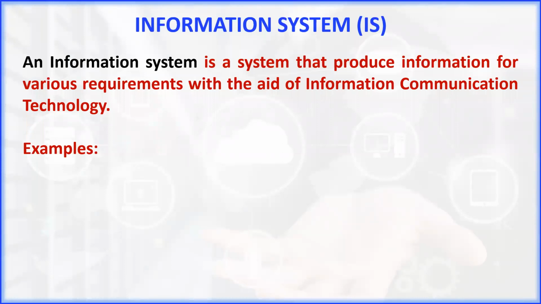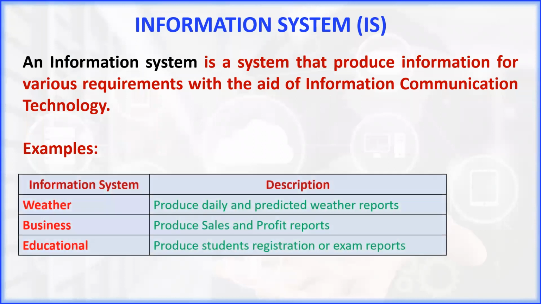Right. Then look at some examples of information systems. Here, one example: weather systems. They give us some information, right? If you want to know what is happening tomorrow morning or tomorrow evening regarding the weather, you can go to the weather system and find the weather forecast. They produce daily and predicted weather reports. What the weather system gives as output is daily reports or predicted weather reports. These are information. It produces information.